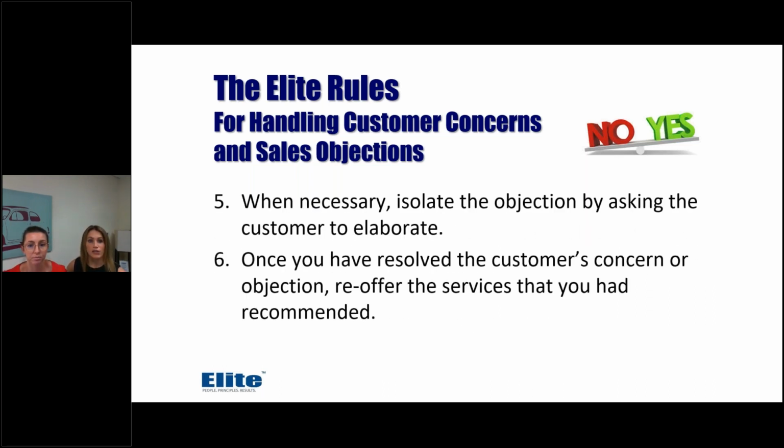Number 5 says when necessary, isolate the objection by asking the customer to elaborate or give a little more info, because many times you'll hear something as a service advisor and you'll assume it means one thing, but it really doesn't. It's vague. For example, if they say to you, that's too much money, that's really high, I might assume they mean that we're priced too high, when what they really mean is that the last time they had brakes done on their other car, which is a totally different make and model, and it was 4 years ago, it didn't cost anywhere near this much. You with us on that?